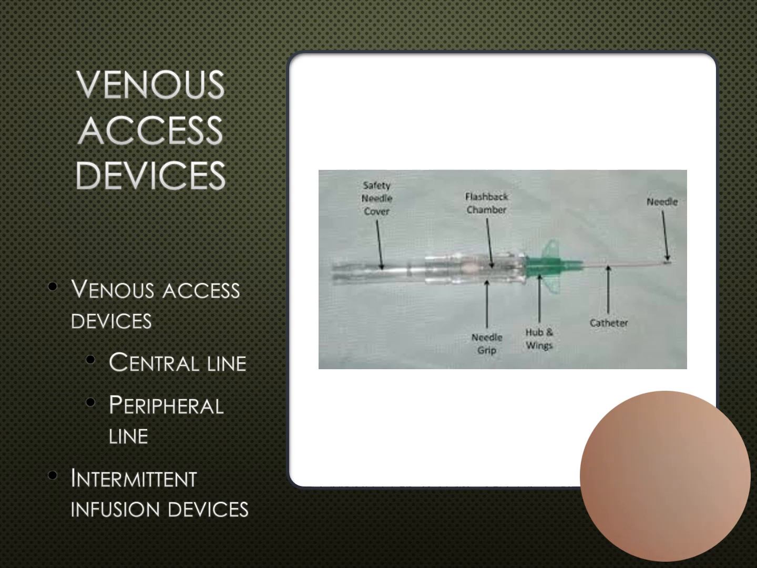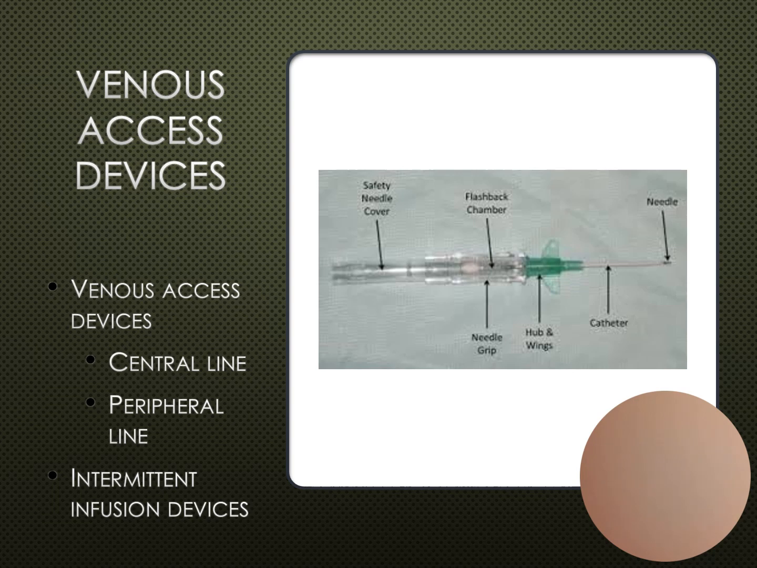So let's look at the cannula itself. There's a variety of venous access devices available. We have a catheter over the needle device, which consists of a plastic catheter attached to a plastic hub. It's most commonly used and good for most short-term IV therapies. So the over-the-needle device is the one we're going to see most often.